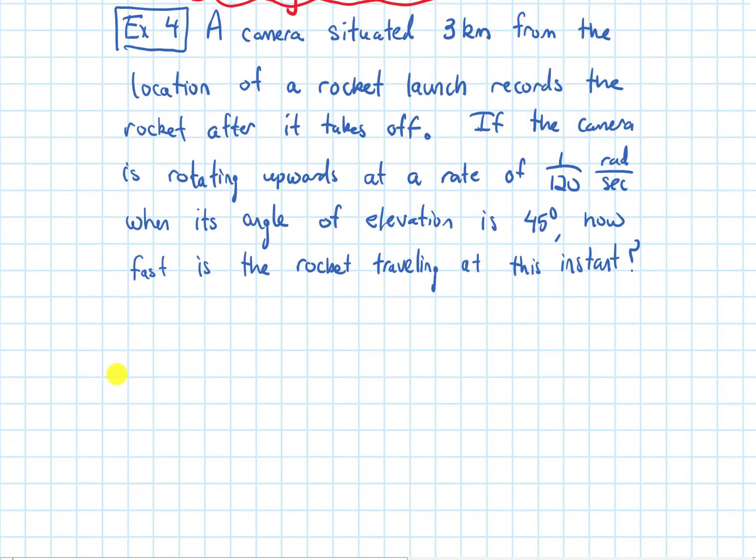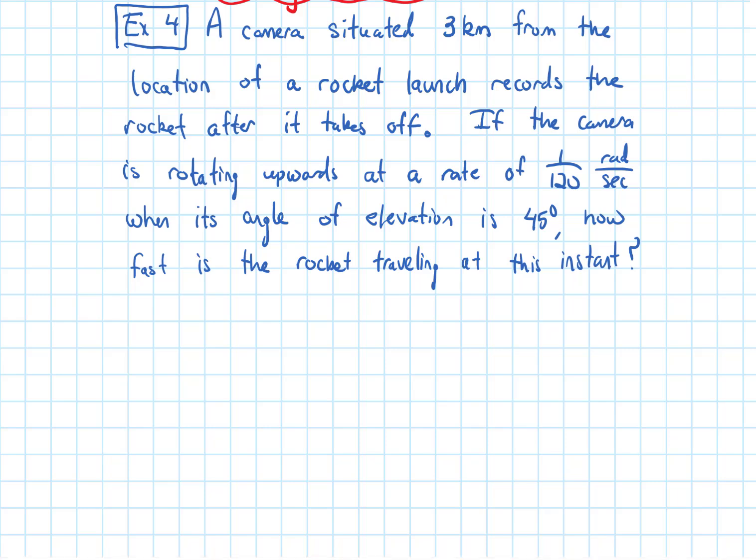Okay, so let's get this started by drawing a picture. We can draw the ground, and somewhere on the ground we have a camera. I'm just going to draw a rectangular box to represent the camera. Then it says that the camera is situated 3 kilometers from the location of a rocket launch, so let me draw a dot to indicate where that rocket launch is.